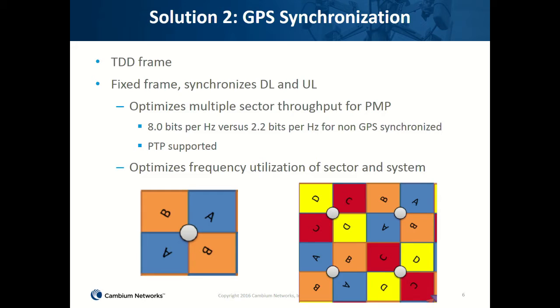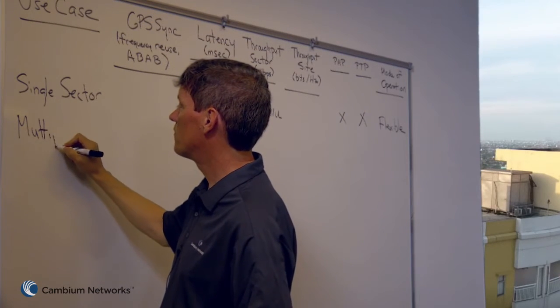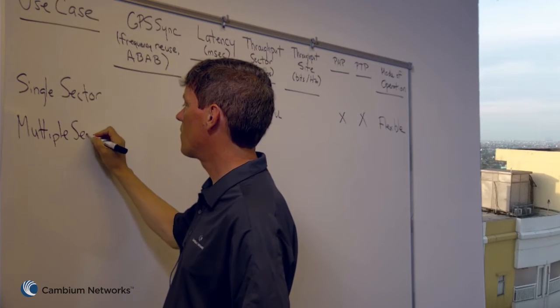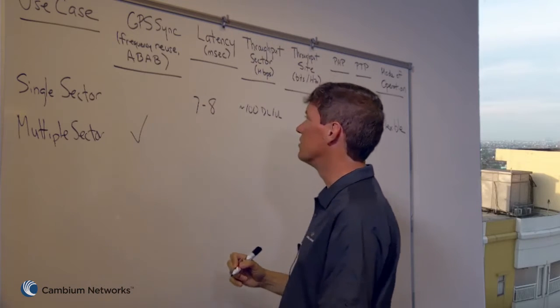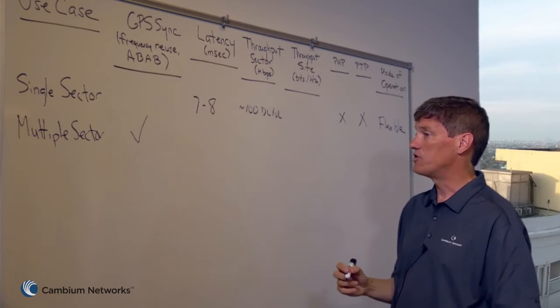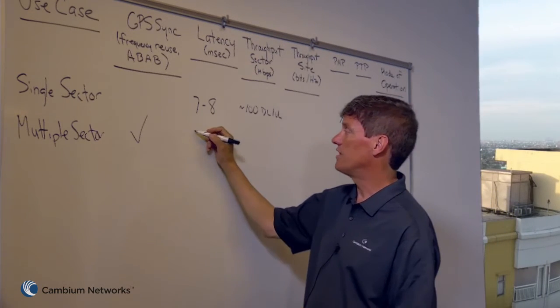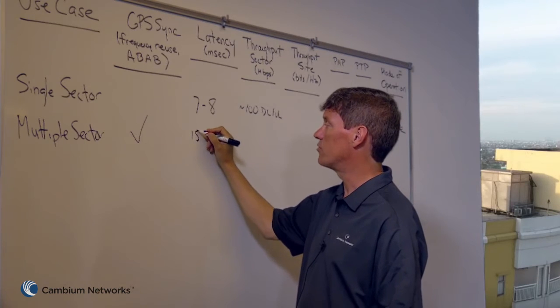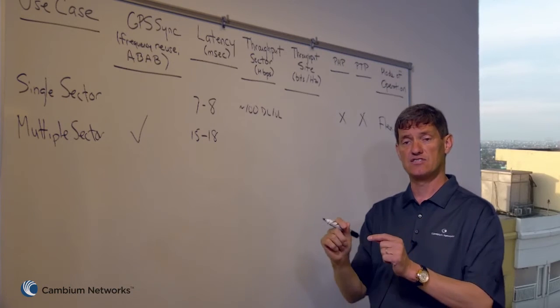So what is the benefits for this next use case here? Let's cover it out here. Summarize it here. We have multiple sector and we go into using our frequency reuse of AB, we're using GPS sync. Now with GPS sync, because we have the synchronization, it's a 5 millisecond frame, latency is typically somewhere in the neighborhood of 15 to 18 milliseconds, and the throughput is tailored to each direction.